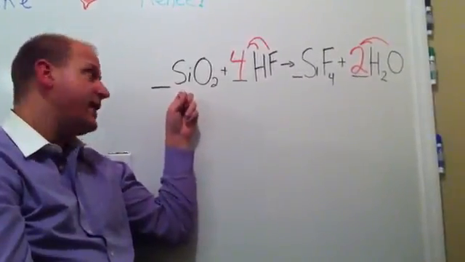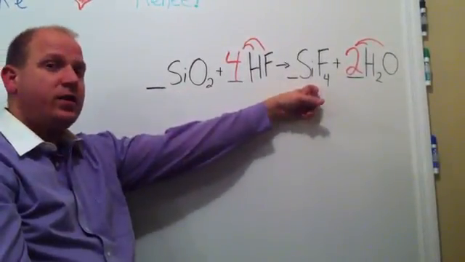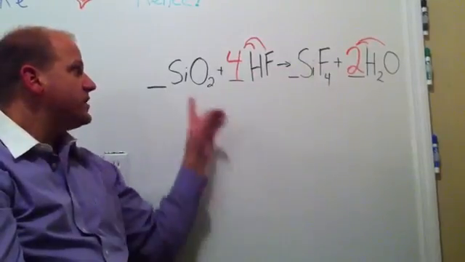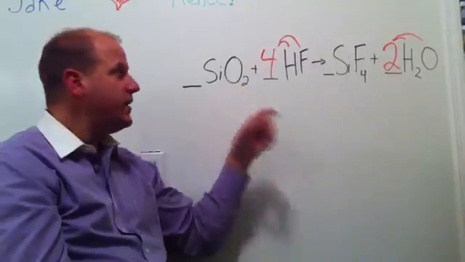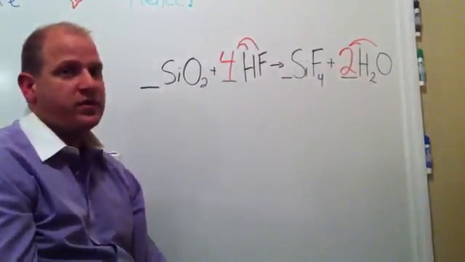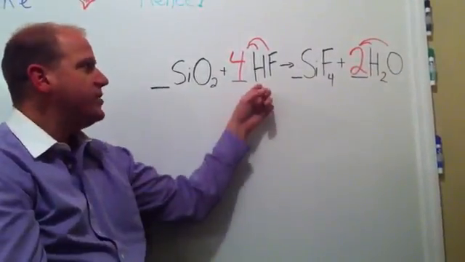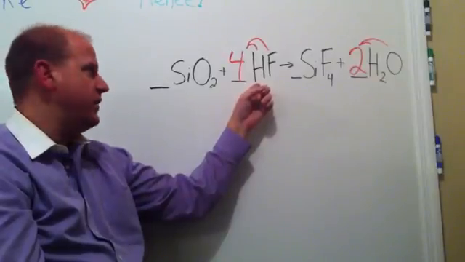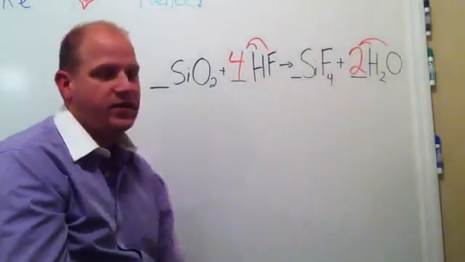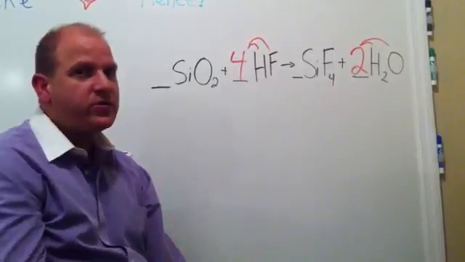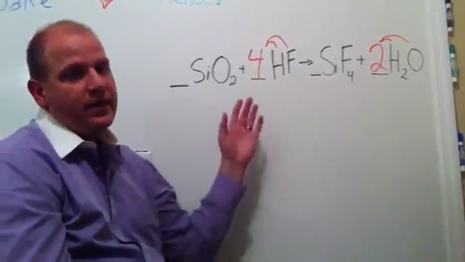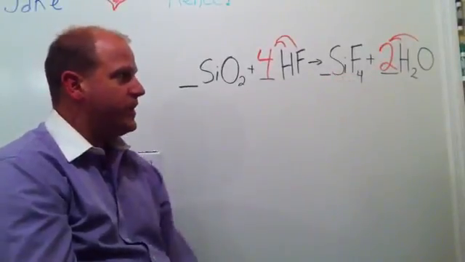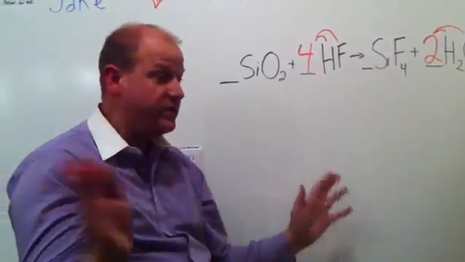Silicone, 1 on the reactant. We've got 1 on the product. Those are balanced. Oxygen, we have 2 oxygen on the reactant side. We've got 2 oxygen on the product side. Those are balanced. Hydrogen, we've got 4 hydrogen on the reactant side. We've got 4 hydrogen on the product side. Those are balanced. Then fluorine, we got 4 fluorine on the reactant side, and we've got 4 fluorine on the product side. So everything's balanced. So we are done with this problem.